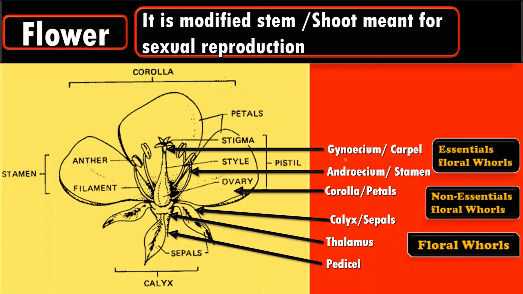Last whorl of the flower is gynoecium. Its members are called carpels or pistils. Each carpel is made up of ovary, style, and stigma. The function of the carpel is to produce female gamete. This carpel, after fertilization, produces seeds and fruits.